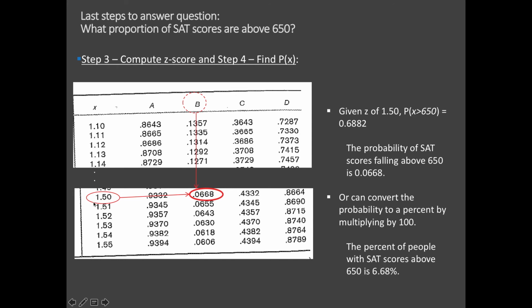So then we go find 1.5, because that was the Z we calculated for 650. And we use column B, and where they intersect, you get this number of 0.0668. So the probability that some person's going to get above a 650, this is on the old one, not the new one, by the way. So on the old SAT, is 6.68%.